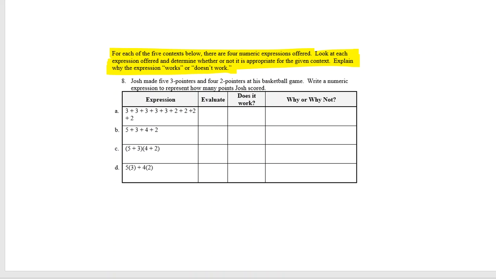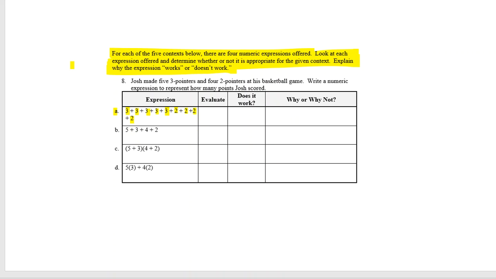So here we go. Josh made 5 3-pointers and 4 2-pointers at his basketball game. Write a numeric expression to represent how many points Josh scored. Okay, so A, here's a numeric expression. We have 1, 2, 3, 4, 5 3-pointers and 4 1, 2, 3, 4 2-pointers. I think that should work.